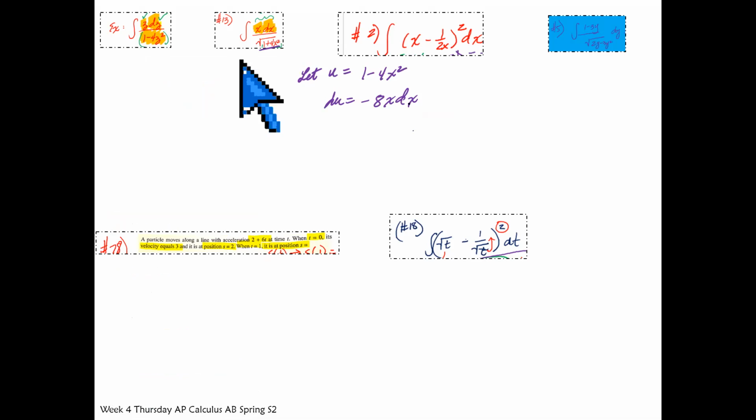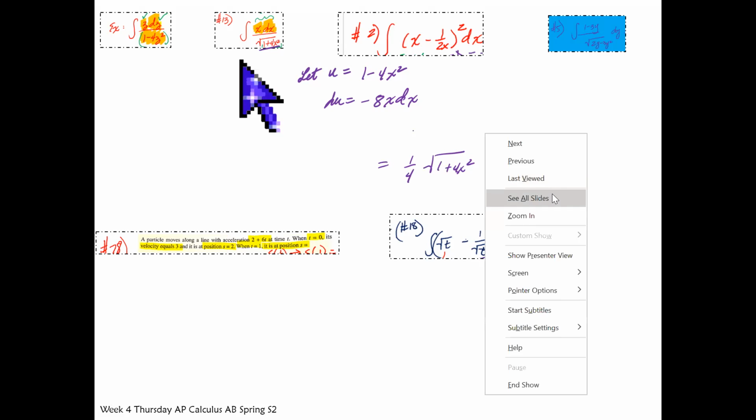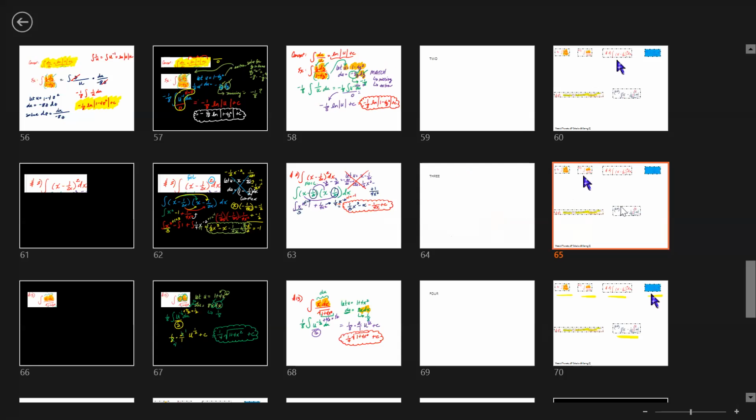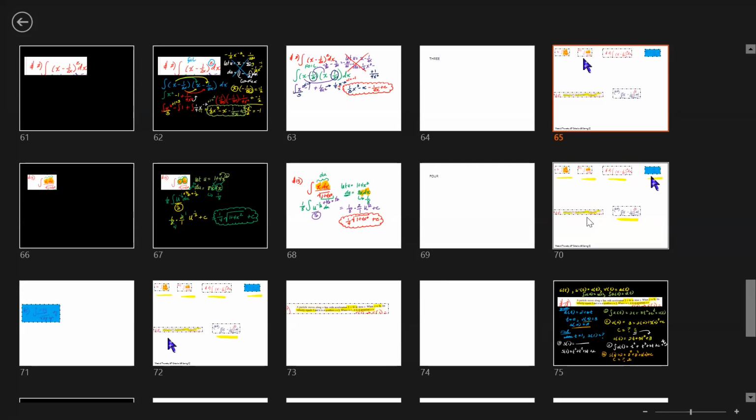I feel like this is very similar to the one we just did. So I'm going to have you guys continue on with this one, and just know that your answer is negative or positive 1 over 4 square root 1 plus 4x squared plus c. So you're going to give that a try, and it's actually not that difficult. So pause the video and give that a try. Okay, now let's go ahead and take a look at this one here.